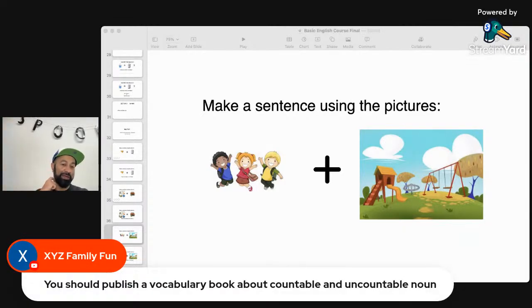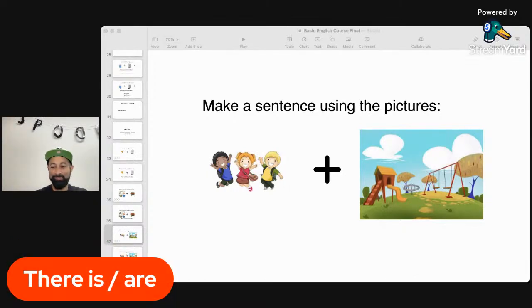XYZ, you should publish a vocabulary book about countable and uncountable nouns. Yeah, maybe I should do that. That's a good idea, XYZ. Maybe I will do that.